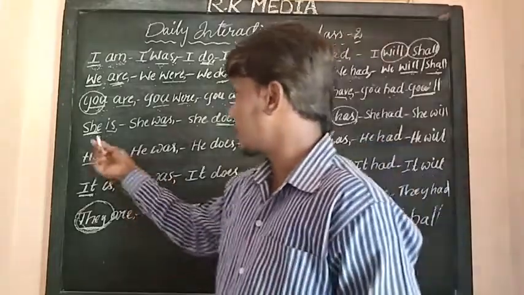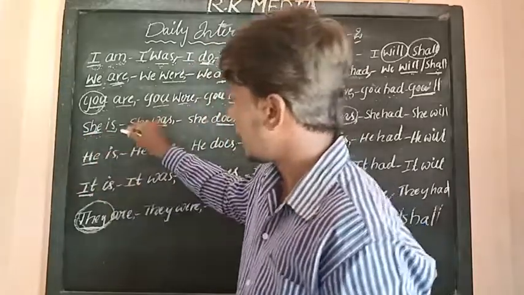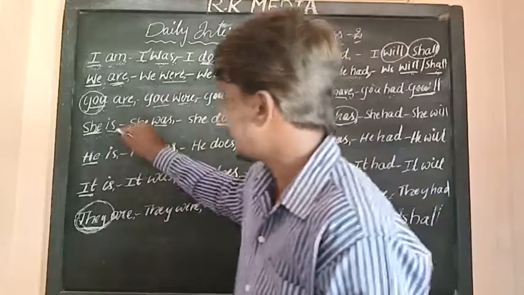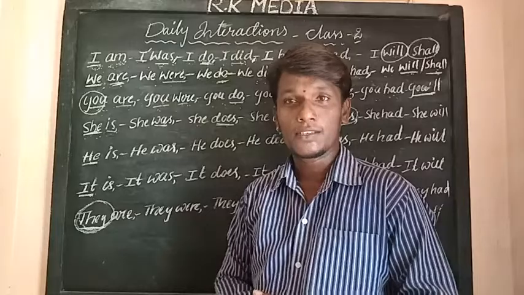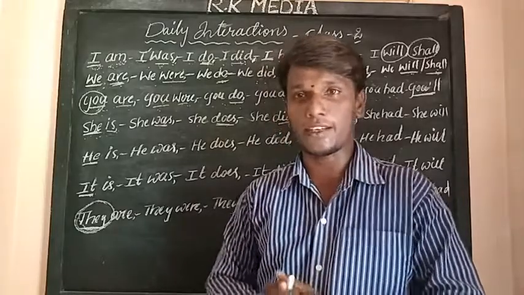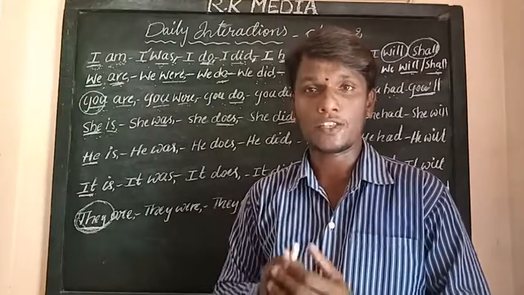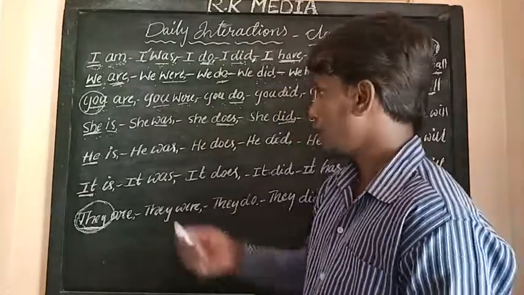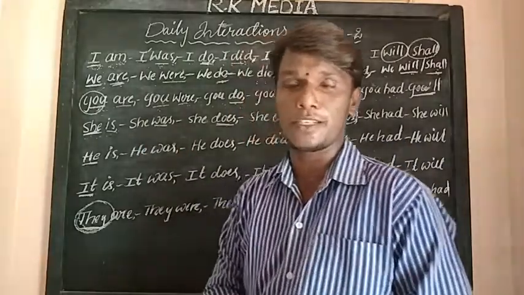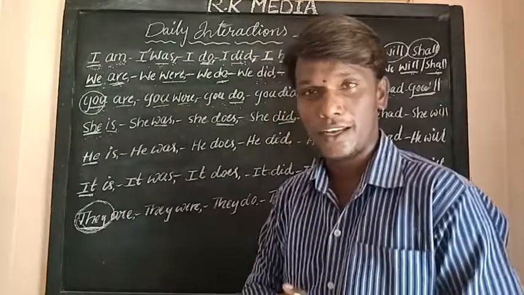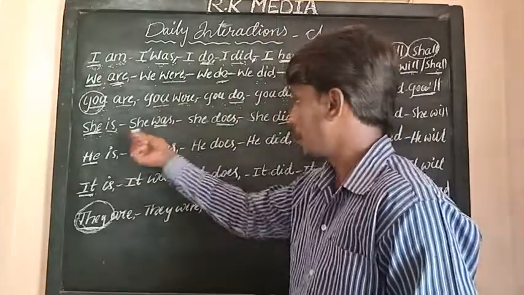Now see, third person singular, that is she. For she, the right be form in present tense is is. She is a liar. She is a dancer. She is a nurse. That means her profession is nurse, and she is working as a nurse. If you say she was a nurse, earlier she was a nurse, now she is no longer a nurse. I think she got her retirement. Now see, she was and she is.